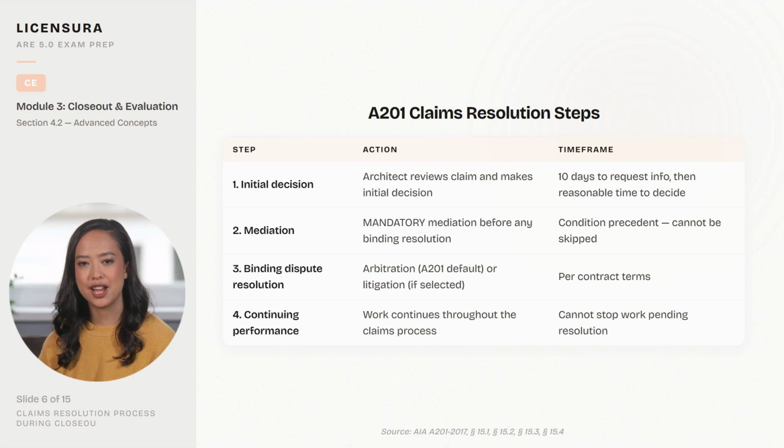This A201 Claims Resolution Steps table outlines the formal dispute resolution process. Initial decision by the architect as the first neutral evaluator. Mediation as the required next step before litigation. Then arbitration or litigation as specified in the contract. Each step must be completed before escalating to the next. The architect's initial decision is binding unless appealed through mediation. Understanding this escalation sequence is essential for claims questions.